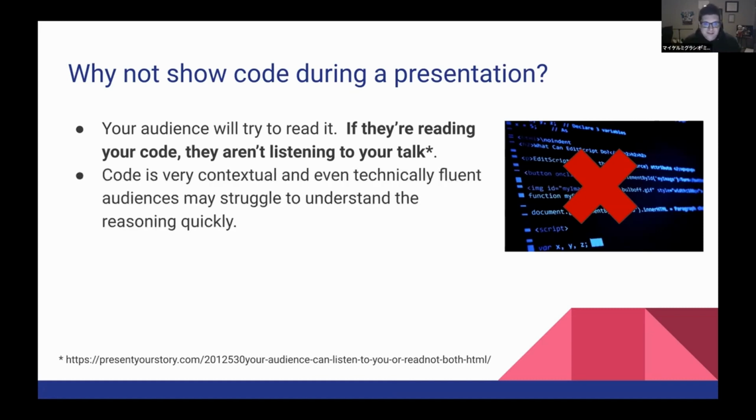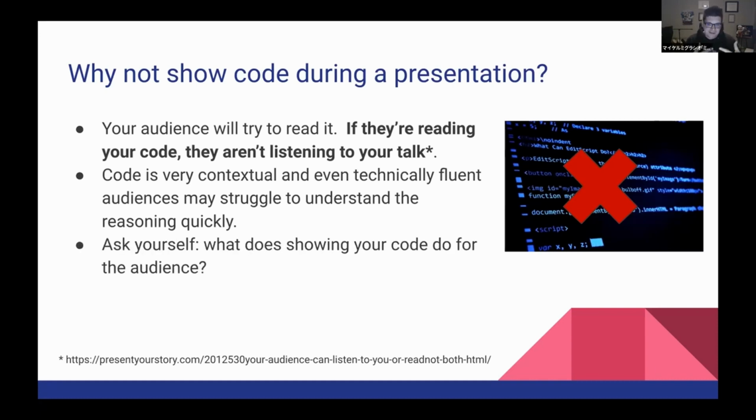Secondly, code is very contextual. I mentioned this on the previous slide. You're not going to be able to show the whole program, and the parts of the program that are not on the screen may limit the context that the audience has about the problem. The code cannot tell you the why, only what decision was made.